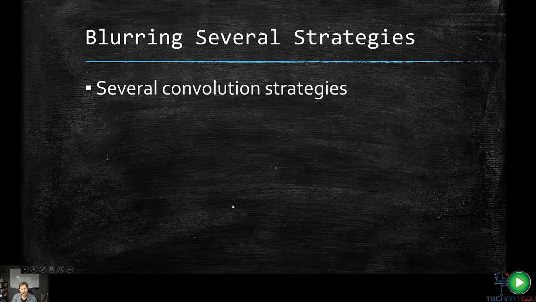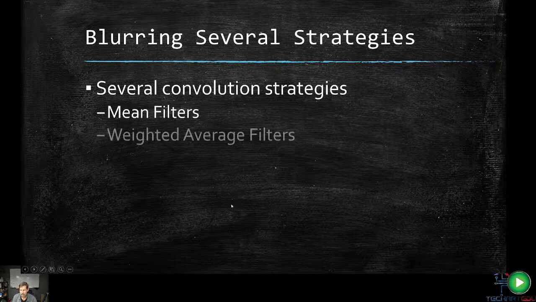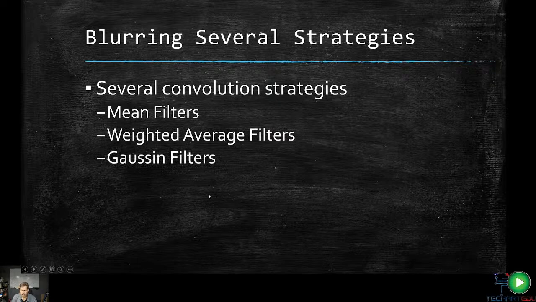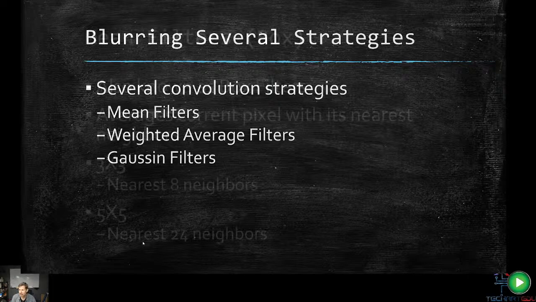There are several convolution strategies: mean filters, weighted average filters, and Gaussian filters. Today we're going to give demonstrations on mean filters, or box filters. We'll talk a little bit about weighted average filters, and then we'll give a demonstration of what Gaussian filters are. You're probably going, ooh, Gaussian.